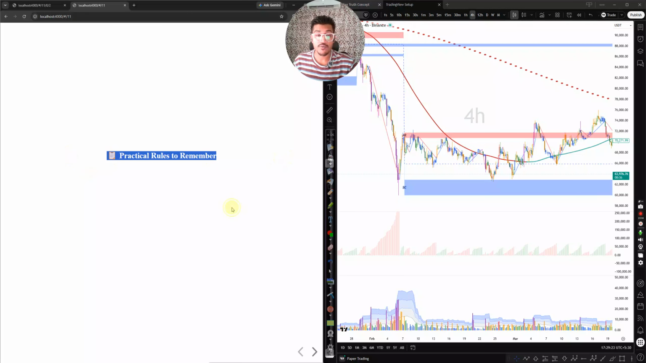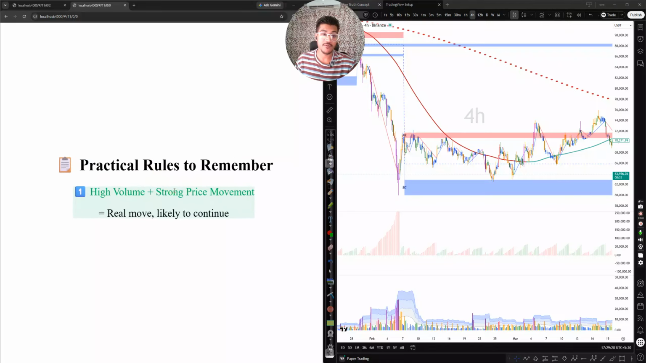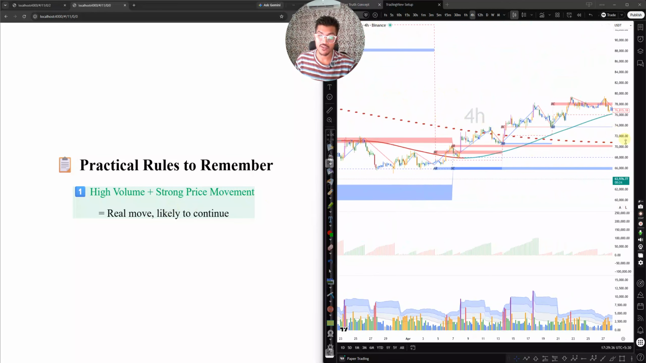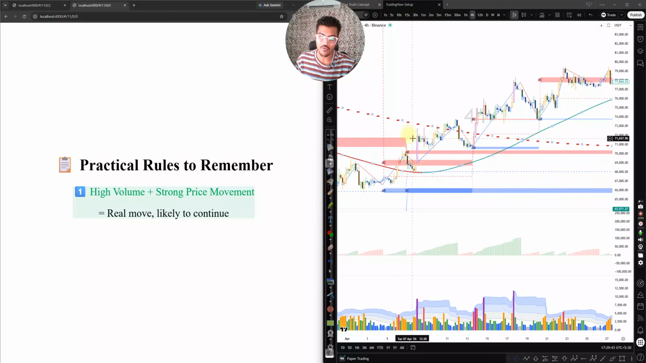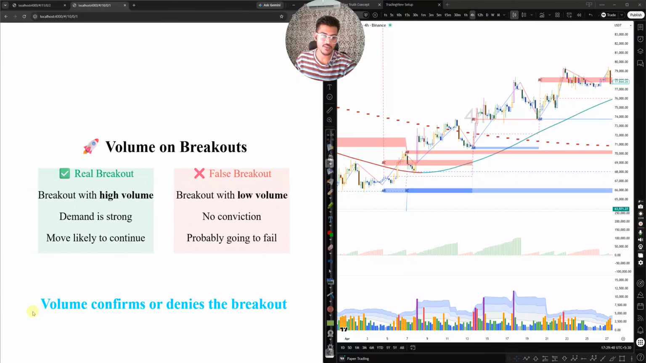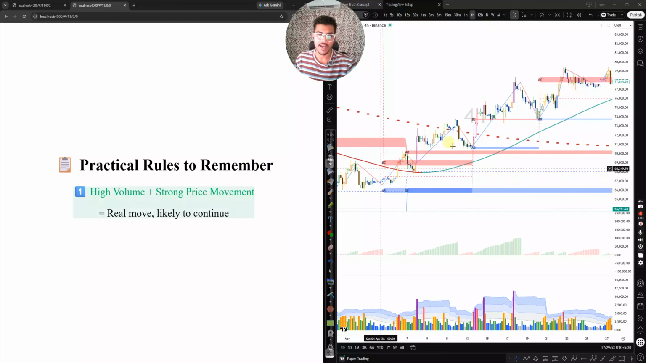Now, practical rules to remember: high volume plus strong price movement means the move is real and likely going to continue. Around here, you see the volume on this up wave is very strong, and the breakout volume as well is very high. Volume confirms the breakout. So the market does follow the breakout, and it goes up.